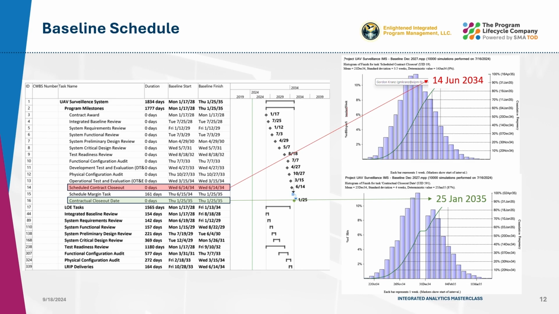However, over 80% of the simulation runs showed program completion on or before the contract closeout date of January 25th, 2035. The difference between the scheduled and contract dates is called schedule margin. This is an excellent example of Parkinson's law, which states that work will expand to fill the time available for completion. From my perspective, challenging the team to meet the June date helps the program mitigate schedule risk of achieving the end objective.